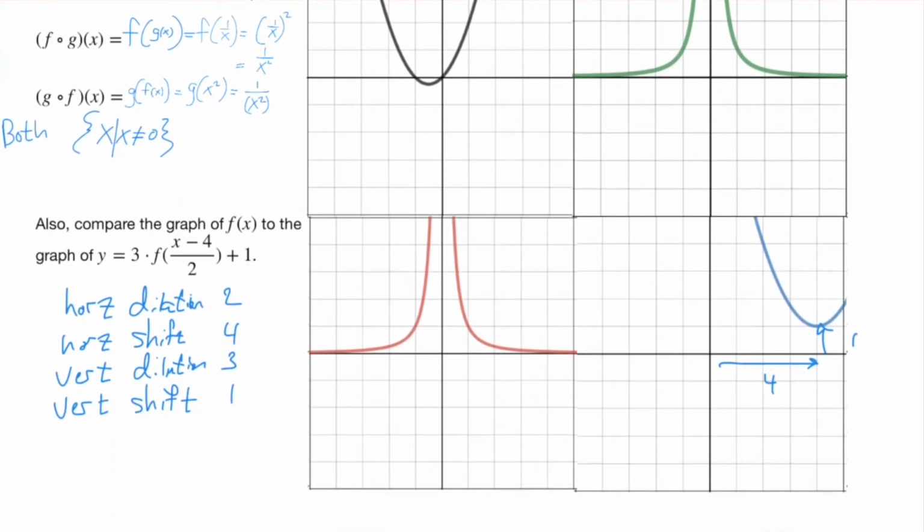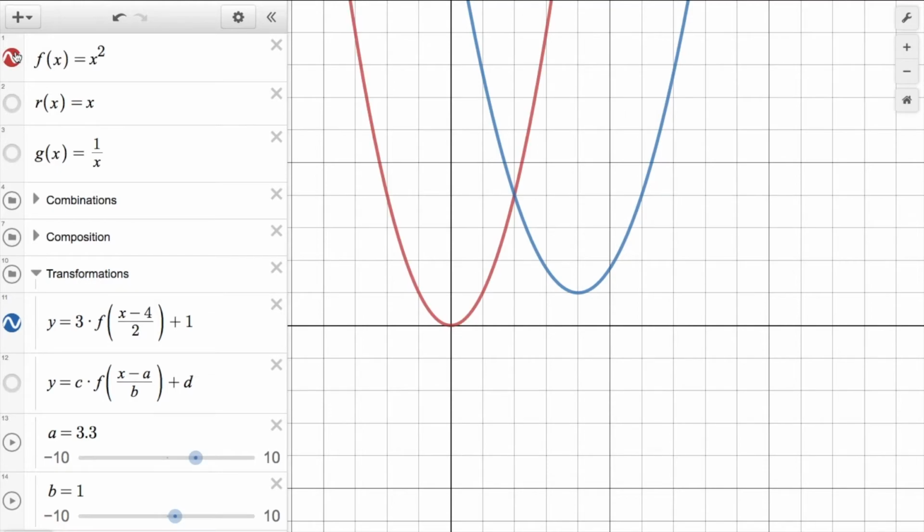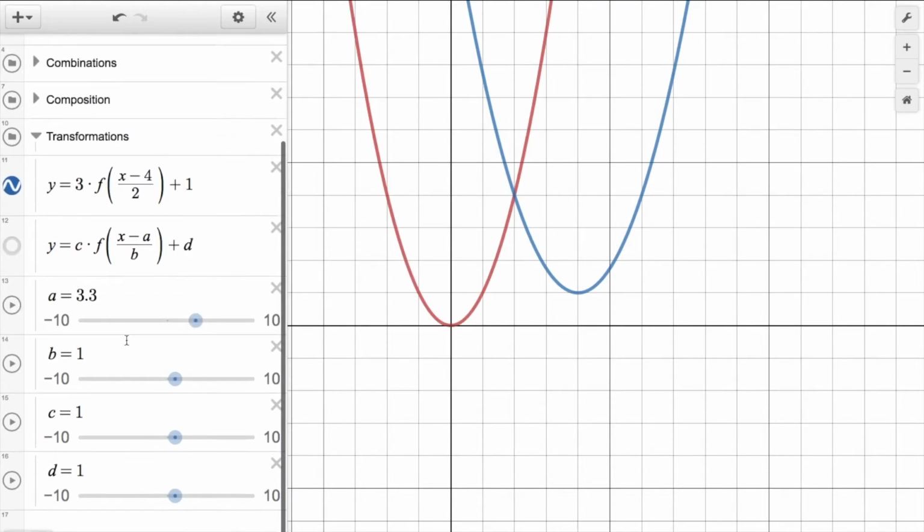We could compare the graph of f of x to the graph of y equals 3 times the function of (x minus 4) over 2, plus 1. That would be a horizontal dilation of 2, a horizontal shift of 4, a vertical dilation of 3, and a vertical shift of 1. But even if we didn't know how the x squared function worked, we could still just type it into Desmos and let Desmos do all the heavy lifting.